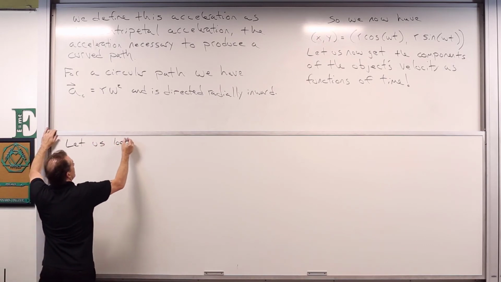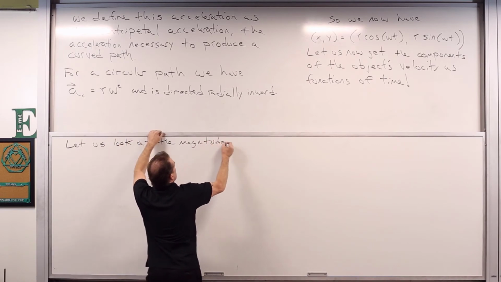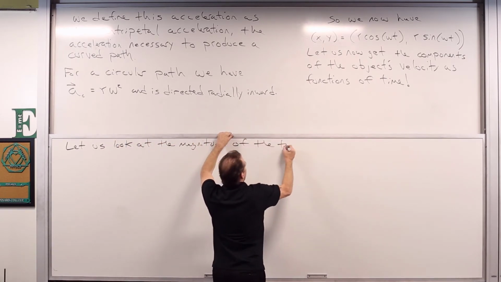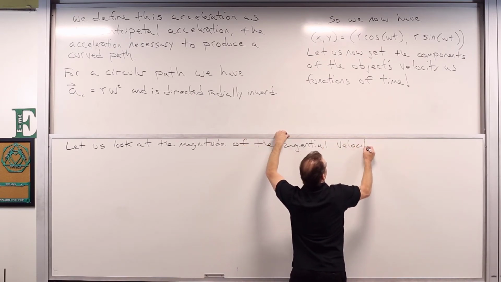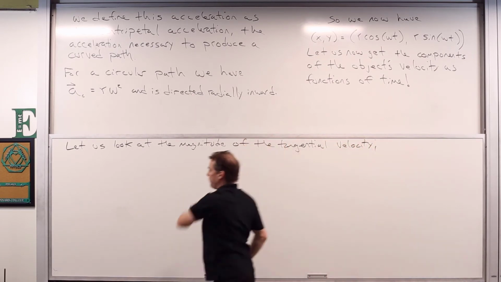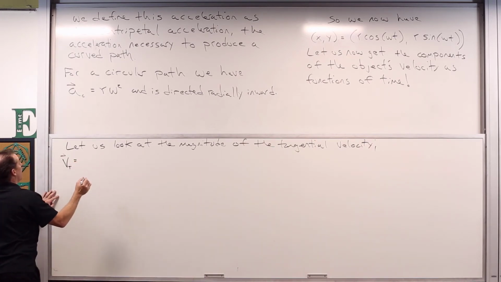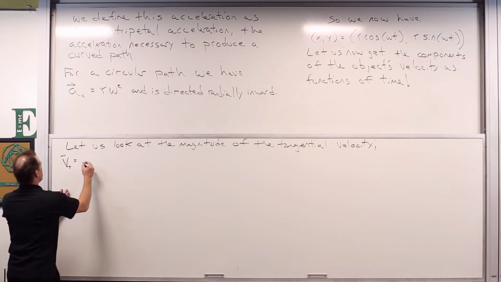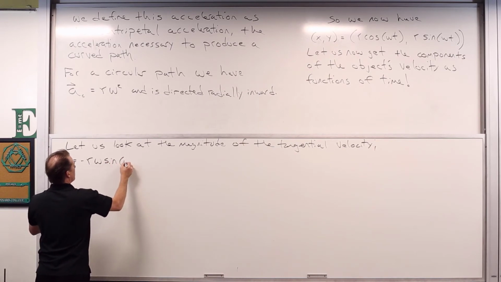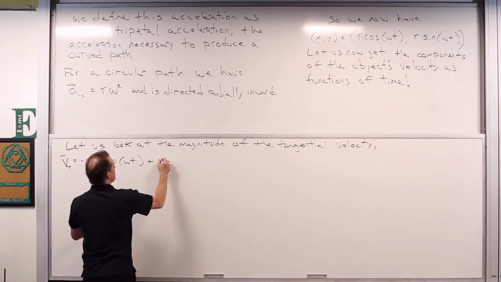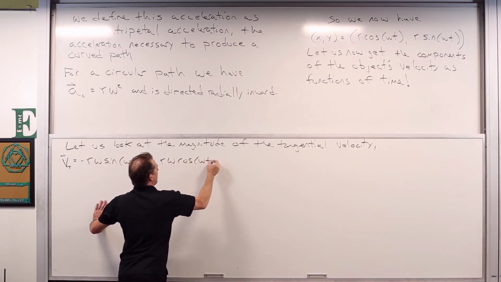Let us look at the magnitude of the tangential velocity. Well, we had this. We had that v sub t hat was negative r omega times the sine of omega t plus r omega times the cosine of omega t.